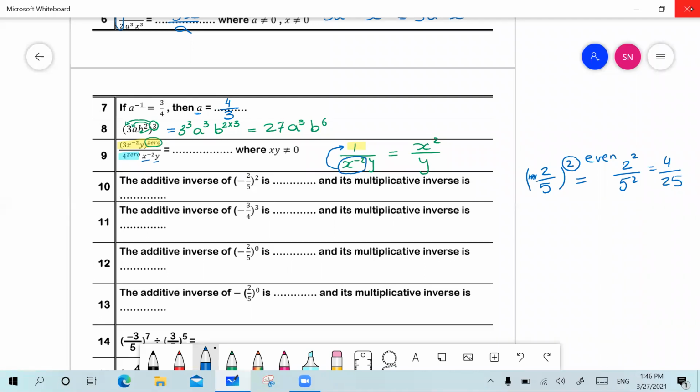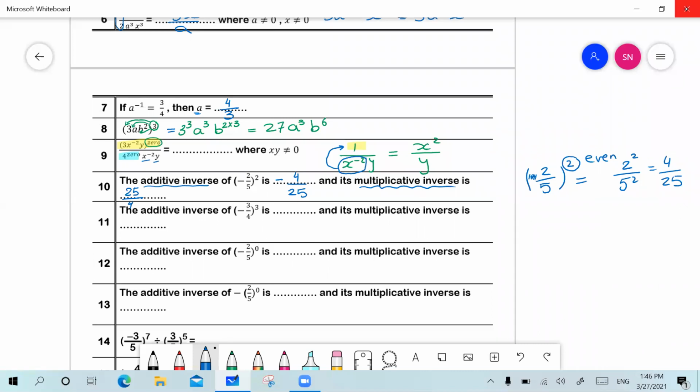25. Now I want to find the additive inverse. فالadditive inverse بتاعها يا مريم هيبقى -4/25. negative 4/25. طب والمالتيبليكاتيف انفرس بتاعها هيبقى ايه؟ هيا آدم. 25/4. 25/4 عشان المالتيبليكاتيف inverse is the flip of the fraction. Thank you.